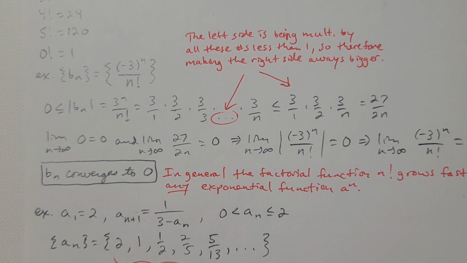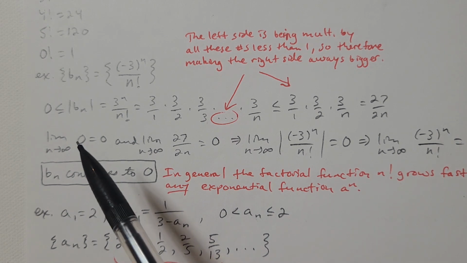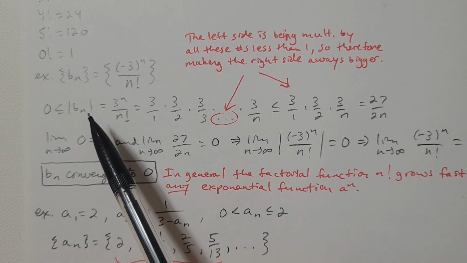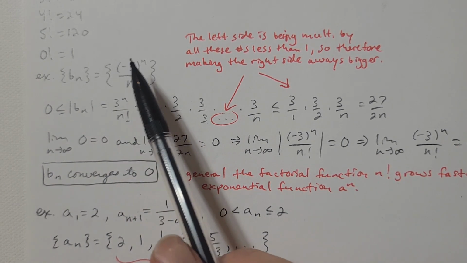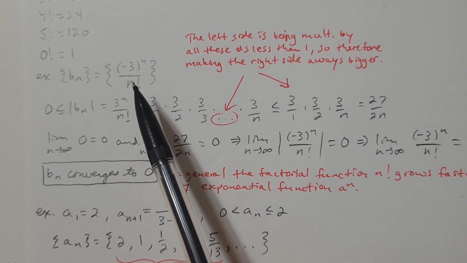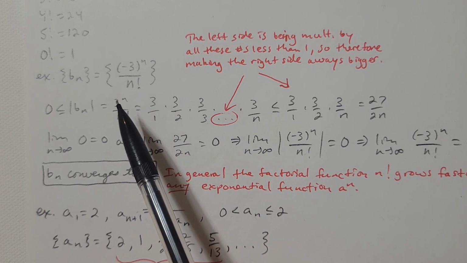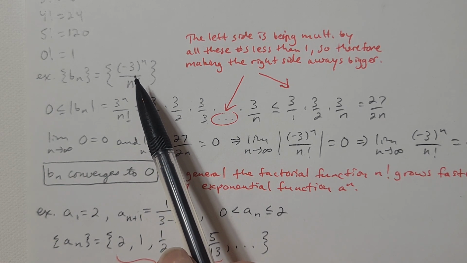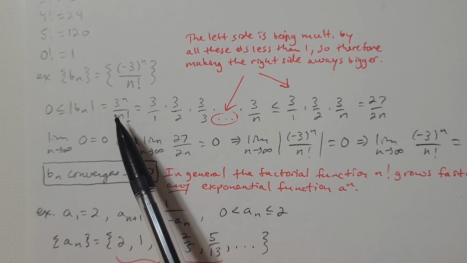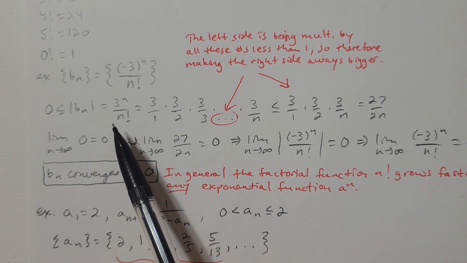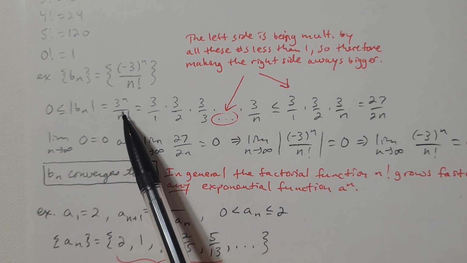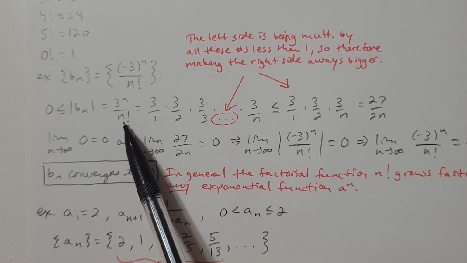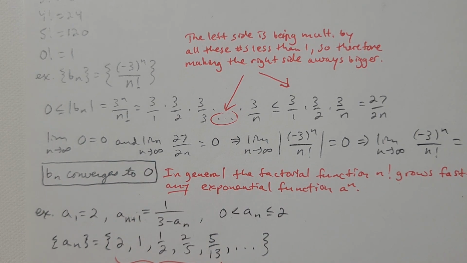Okay, well, let's see. If I take the absolute value of this sequence, and by the way, the reason I'm using absolute value is because of this alternating term here, this negative 3 to the n. So the absolute value of b sub n would be 3 to the n divided by n factorial.